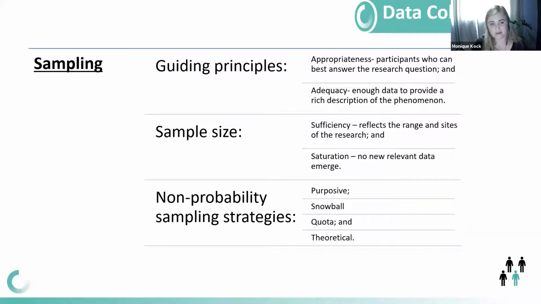of one participant. So with regards to the probability sampling strategy, we engage with purposive, snowball, quota, and theoretical. All depends again on your aim that you have identified.